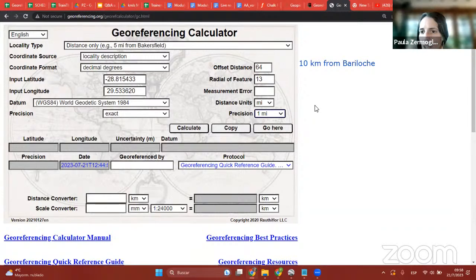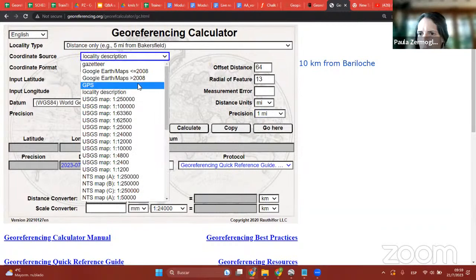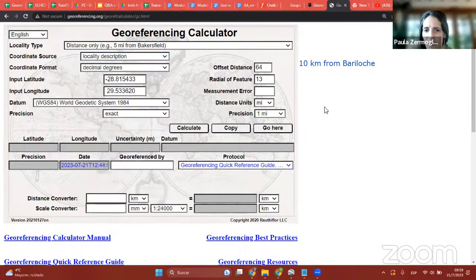We missed another question from Raymond. I think I have already answered that. When we have GPS, we have to choose GPS as a coordinate source. Yes, I already answered that. Okay, I see no other questions lost in the chat, but please let us know if we skip some, because we're jumping from one to the other.